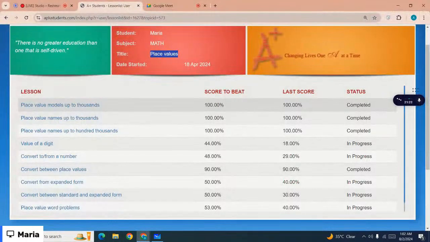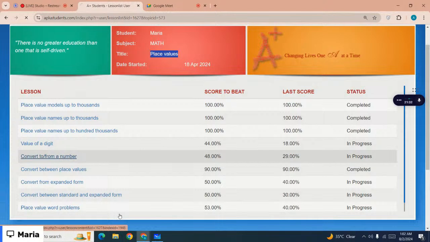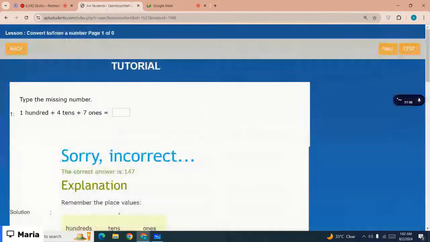Okay, here I am on grade 3 math place values. So we have already started, right? We have done the place value models up to 100,000 and also the value of a digit. So today we're going to learn how to convert to and from a number. Let's just start with the lesson. Okay, type the missing number. You need to find the missing number.